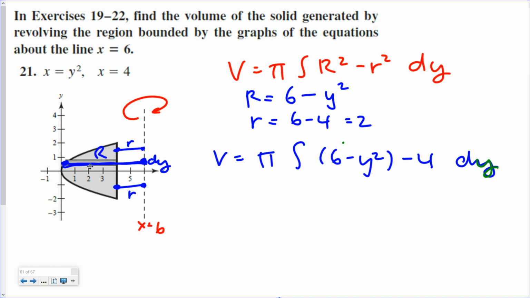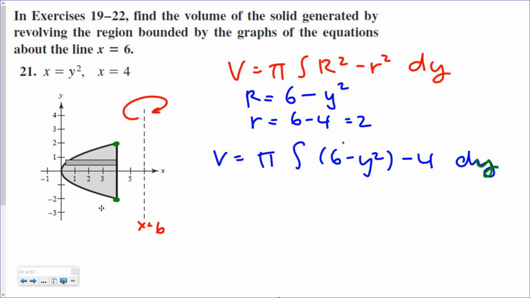Okay, so I go look at my picture, make sure I'm pulling my y values for the shaded region. Ignore the axis of rotation. What is my lowest y value and what is my highest y value? So what's your lowest y value here?